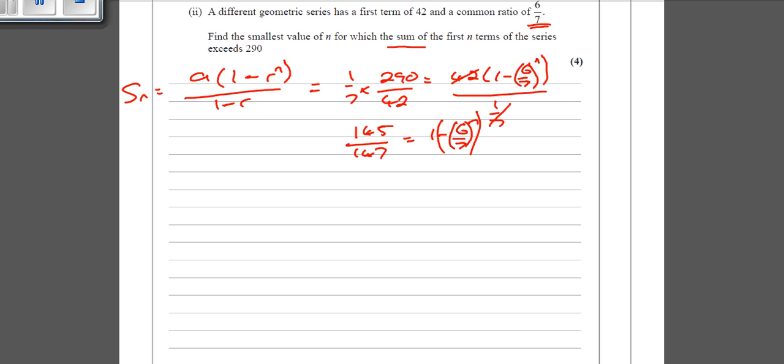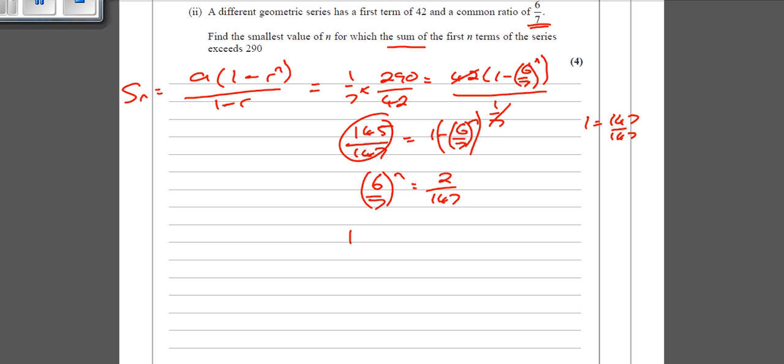So if we bring this over to the other side and we take away 145 over 147, we're going to get 6/7 to the power of n equals 1 take away 145 over 147. Remember, we can write 1 is the same as 147 over 147. So if we take away this, we're going to get 2 over 147. So now we've got to find n. N's a power now. So this is where we use logs. So we're going to use logs of both sides.